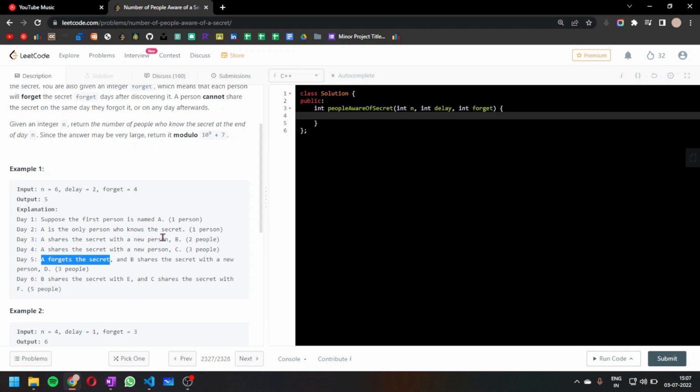And now B has reached the delay limit, so B is going to share the secret now, and C has not passed the delay limit, so C cannot share the secret. So again at day 5 a total of 3 people know the secret. At day 6, B is going to share the secret with E, and C is also going to share the secret. So a total of 5 people know the secret on the 6th day.